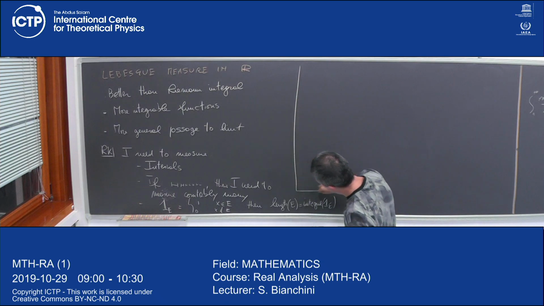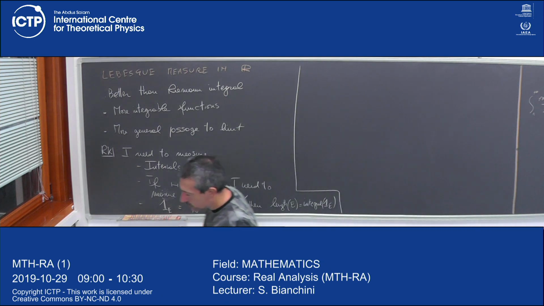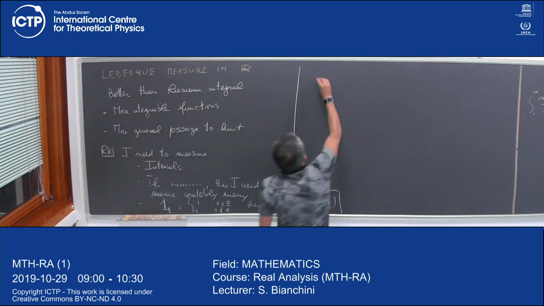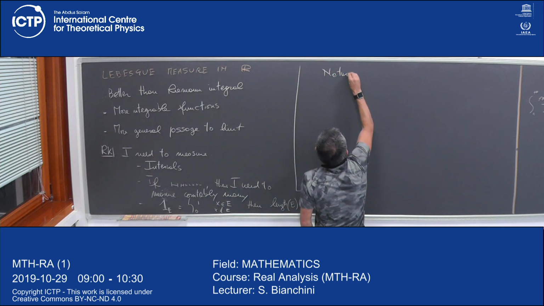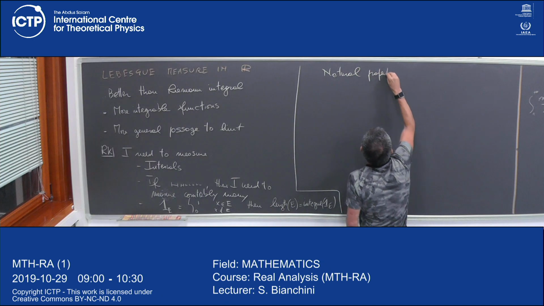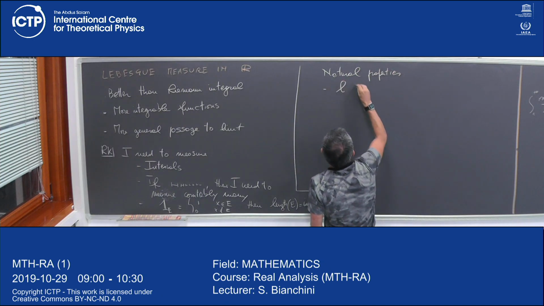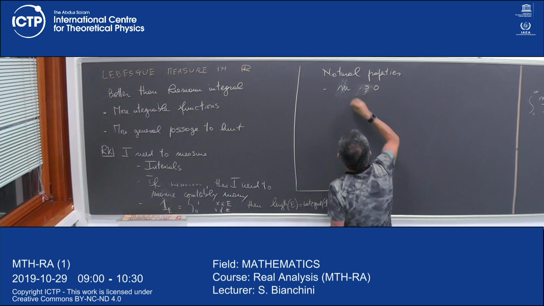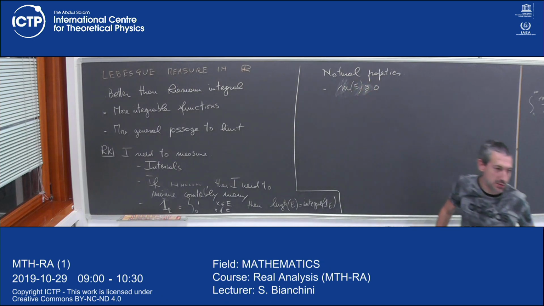So now let's see. This is just formal. Let's see which properties I want. Everything should be very natural. So which natural properties do you want to require for this function, which is called length? So the length is greater or equal to 0. Let's call it m. The measure of any set is greater or equal to 0. Translation invariant.